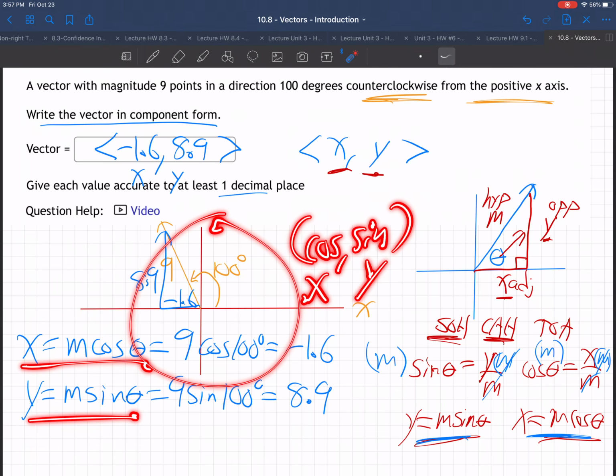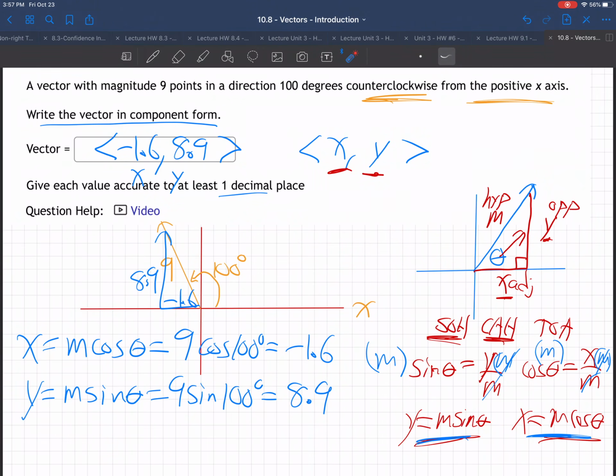So x is m cosine theta, y is m sine theta, which comes from SOHCAHTOA, the fact that a vector is part of a right triangle. So there we go. Whenever they want us to find the components, for the x, we just go magnitude times cosine theta, and for y, magnitude times sine theta.